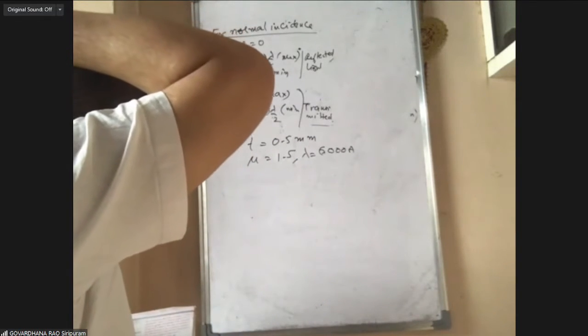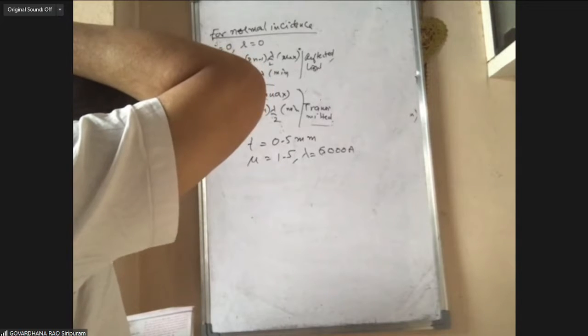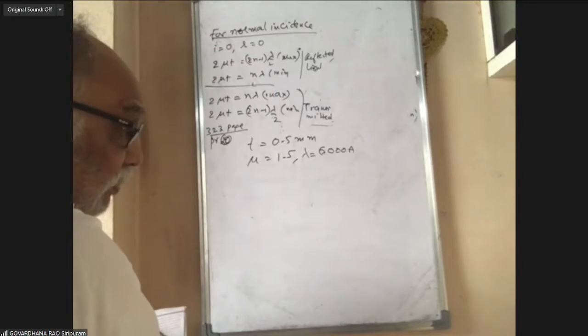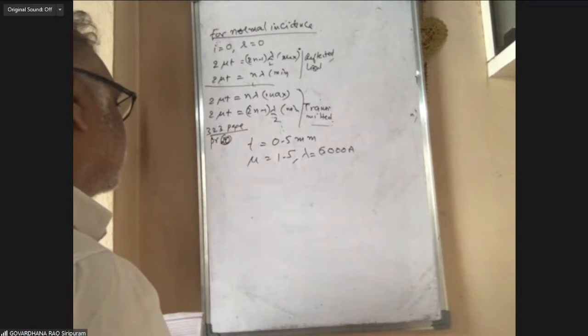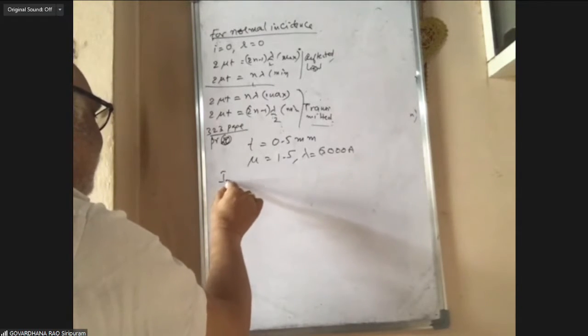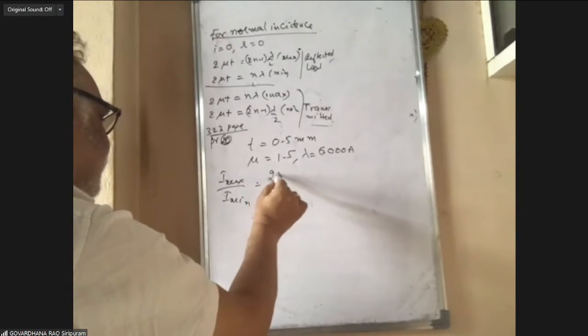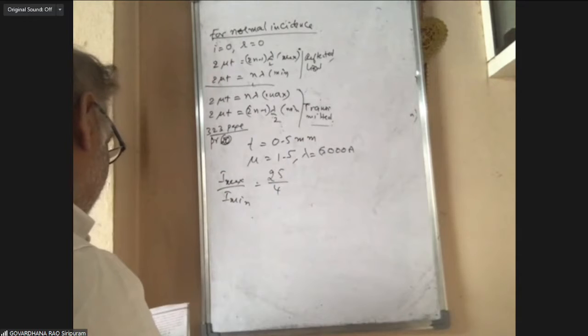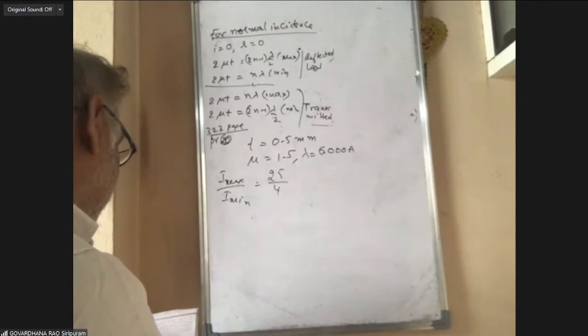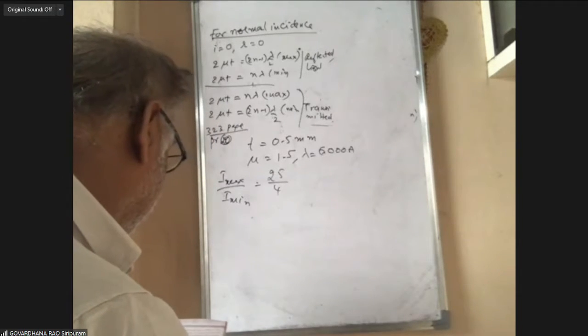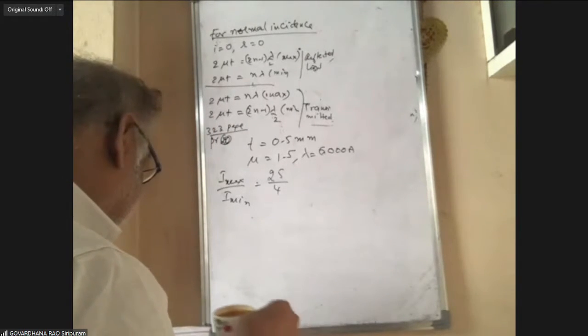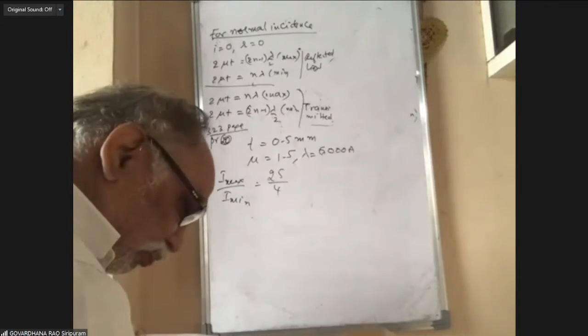Ratio of maximum to minimum intensity in the interference pattern is 25/4. So I maxima by I minima is 25/4. So what is the transmitted light to incident light ratio?